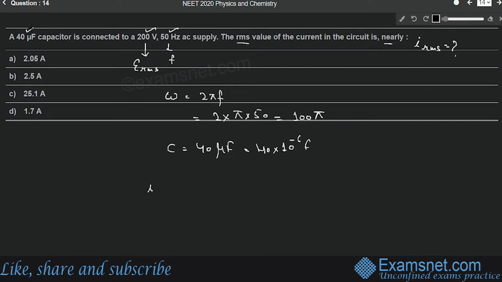So there is a simple formula for this. IRMS is equal to C into omega into ERMS. Okay. So we have got the values of all three. Capacitance is 40 into 10 to the power minus 6. Omega is equal to 100 pi, and ERMS is given as 200 volt, right? So on solving this, we'll get 2.5, and the unit of I, that means current, is ampere. So 2.5 ampere, that means option B is the correct answer.